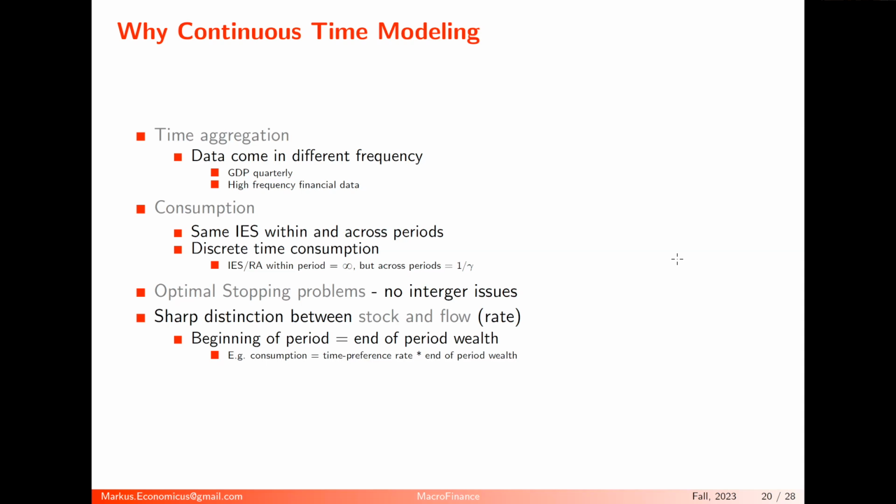And what we will see later on when we do our consumption choices, typically when you have a log preference in particular, the consumption choice becomes very simple. It is just time preference rate times your wealth. In discrete time, you always have to be careful, is it the beginning of the period wealth or end of the period wealth? In continuous time, it's the same. So it makes it very simple. You don't have to worry about these things.